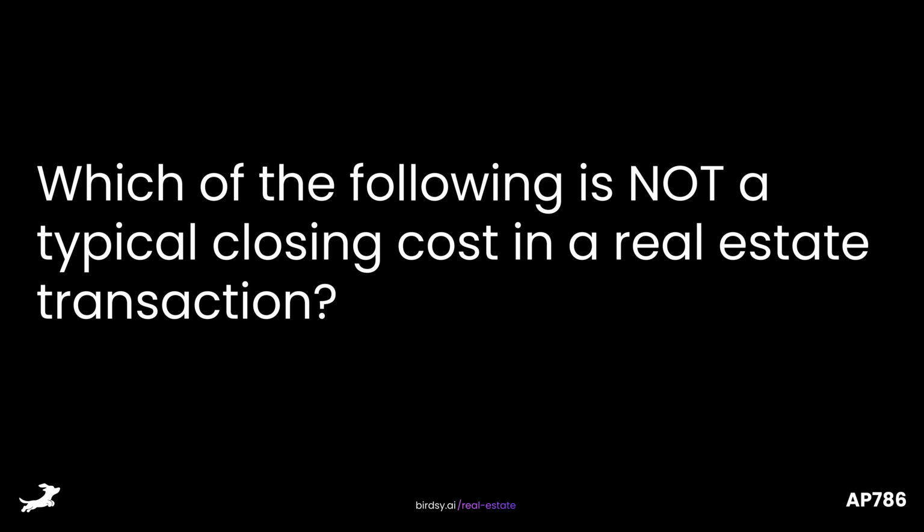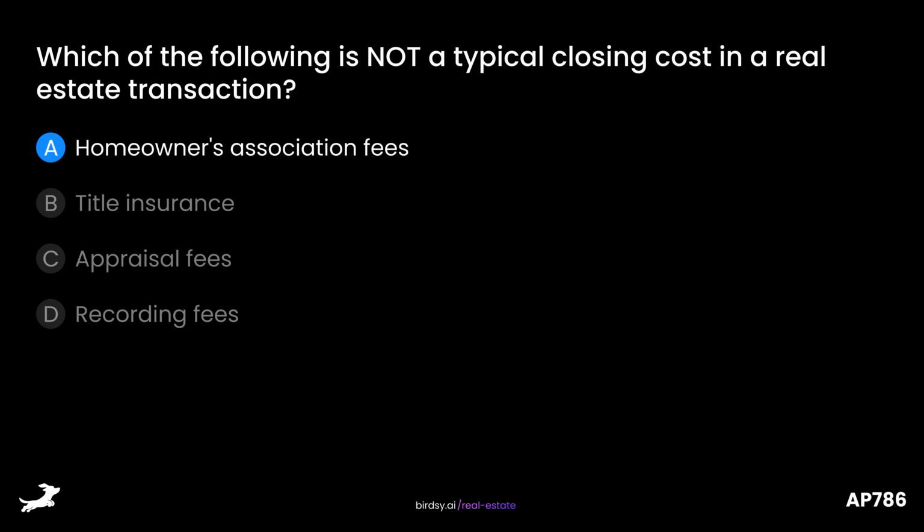Which of the following is not a typical closing cost in a real estate transaction? Is it A, homeowners association fees, B, title insurance, C, appraisal fees, or D, recording fees? The answer is A.